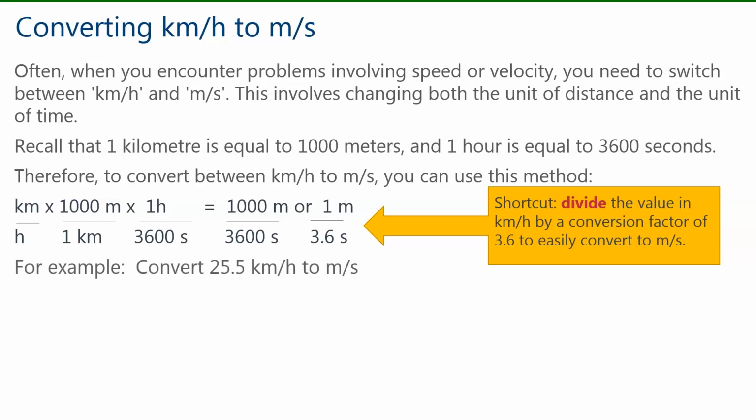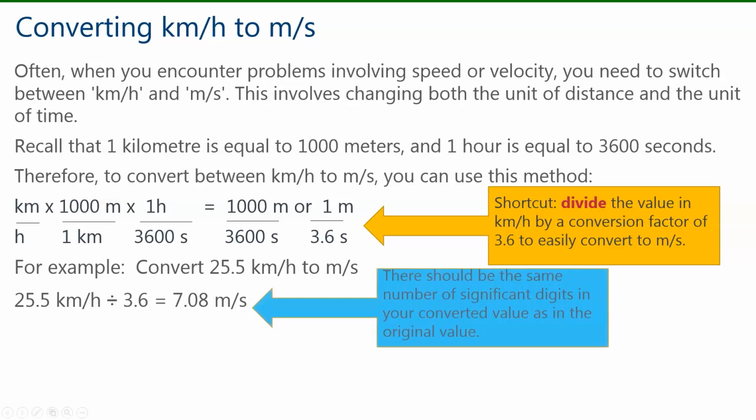For example, convert 25.5 kilometers per hour to meters per second. We're going to divide 25.5 kilometers per hour by 3.6, and we get 7.08 meters per second. Note that when we're multiplying or dividing by a conversion factor, in this case 3.6, we don't count that when we're determining how many significant figures we should have in our answer. The original number here had 3 significant figures. That means our answer should also have 3 significant figures after converting it, which it does. So again, there should be the same number of significant digits in your converted value as in your original value.